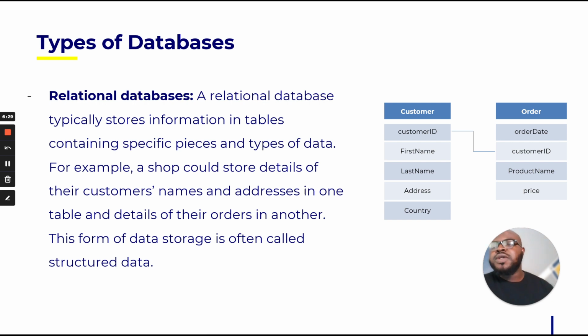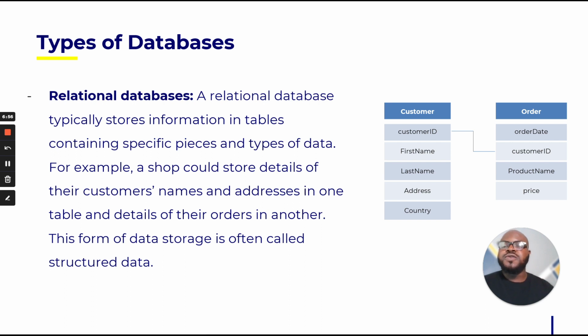So, relational databases. What is a relational database? A relational database typically stores information in tables. In traditional tables, we have all our data stored in the normal row and column tables that we are all accustomed to, and they contain specific types of data. For example, a shop. Say I own a store or a shop.